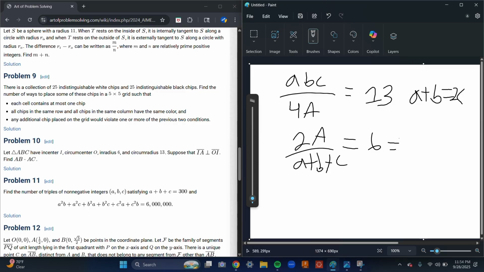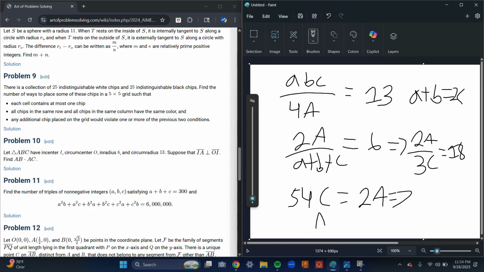So let me just write, implies 2A over 3C is equal to 18, right? So now we can say, 18 times 3, that's going to be equal to 54C. So 54C is equal to 2A. So that means that A is going to be equal to 27C. Oh no, that's a 6. This is a 6. I don't know why I wrote 18 there. 6 equals 6. So that means that A is equal to 9C.